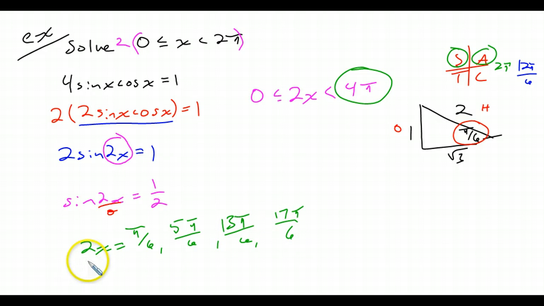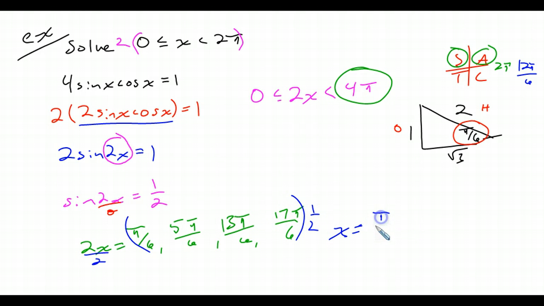But I don't want to know what 2x is. I want to know what x is. What is the value of a single x? That's what we solve for. In order to do that, I divide this by 2, or multiply it by 1/2, same thing, so I'm going to multiply every single angle by 1/2.